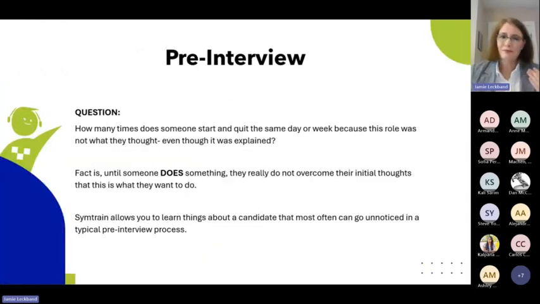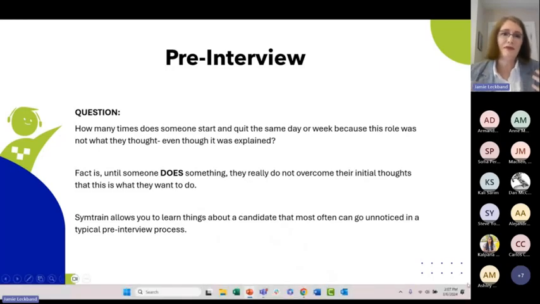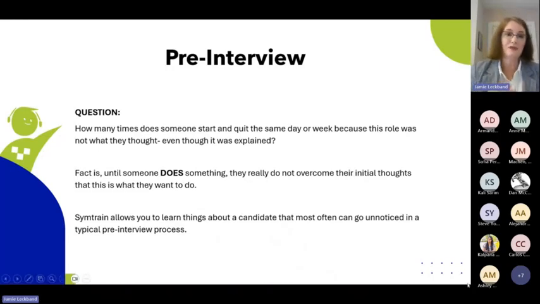And so I want to start by just saying, those pre-interview times, how many times does someone start and quit in the same day or week because the role was not what they thought it was, even though they were explained the role multiple times and they were very much, oh yes, this is exactly what I understand it. I can do this role. I was talking to a client last week and they said that they get that all the time.